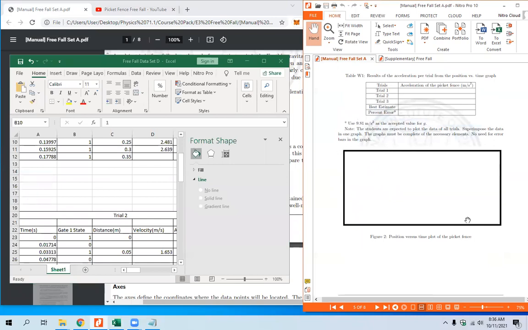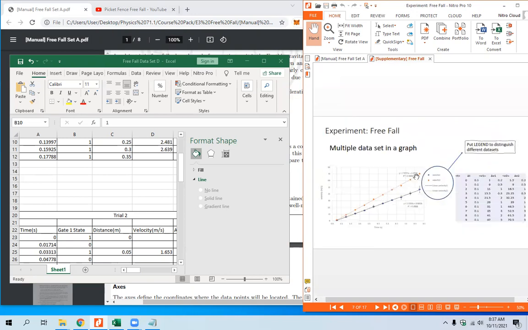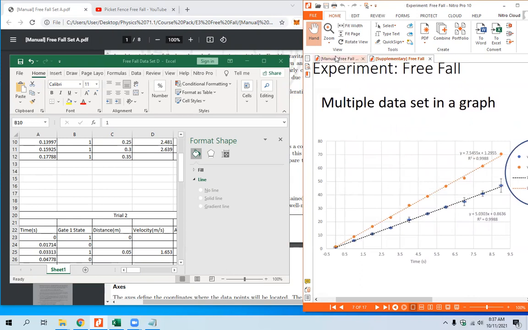Here you will have to plot whatever graphs were generated, and you must superimpose the data from all 3 trials. What does superimpose mean? Superimpose means you plot multiple data sets on top of each other. For example, these two are superimposed on top of each other in one graph. These are 2 different data sets of velocity. So that's just what it means to superimpose.